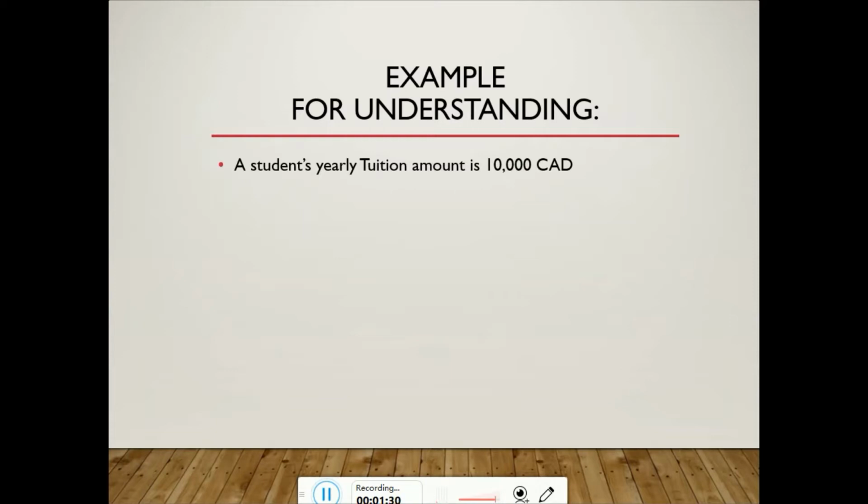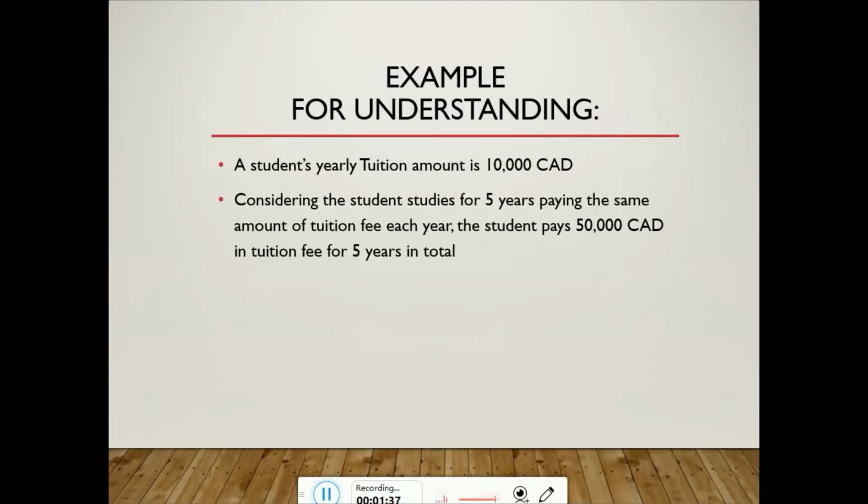Now we'll go with a basic example of how the tuition credits work and how the tuition fee works. So consider a student's yearly tuition amount is 10,000 Canadian dollars. Now considering the student studies for 5 years, paying the same amount of tuition fee each year, the student pays 50,000 Canadian in tuition fee for 5 years in total.